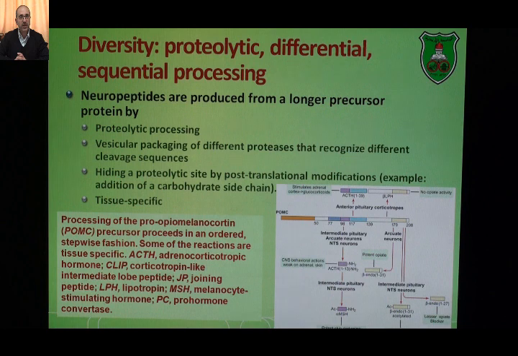And this is determined by not only proteases, but also the packaging of the different proteases in different vesicles. You can have the proteolytic site hidden, and this can be controlled by the cell, and that's why the production of neuropeptides is tissue specific depending on how they are regulated. An example is the pro-opiomelanocortin precursor, where it can be degraded into different types of neuropeptides like the adrenocorticotropic hormone or the corticotropin-like intermediate lobe peptide, and so on. So different types of neuropeptides can be generated from the same polypeptide.